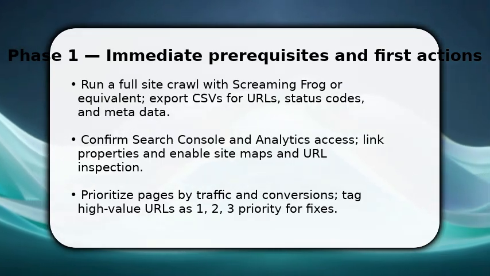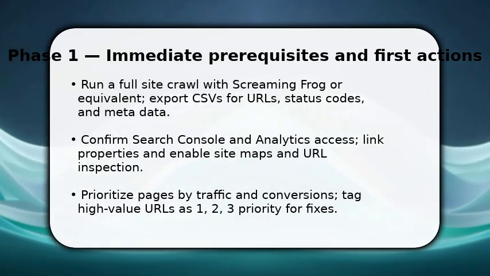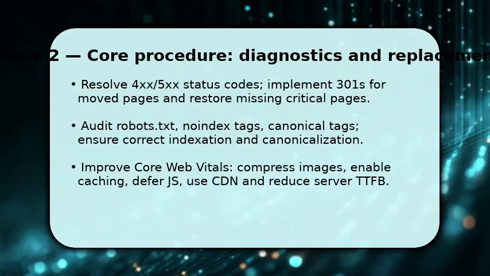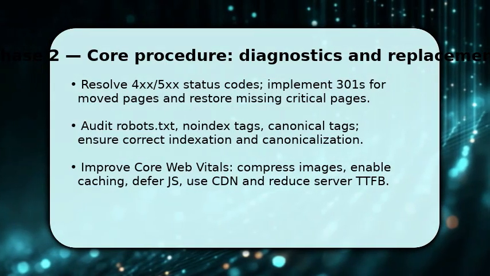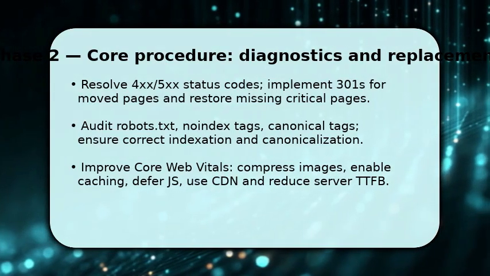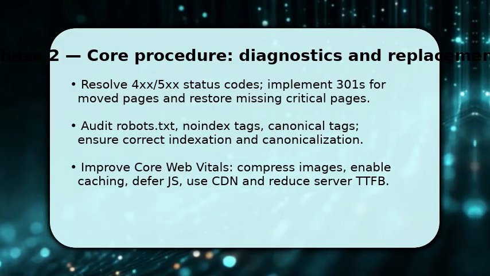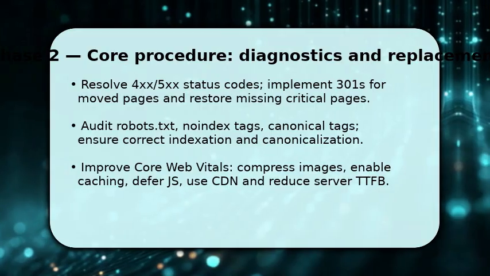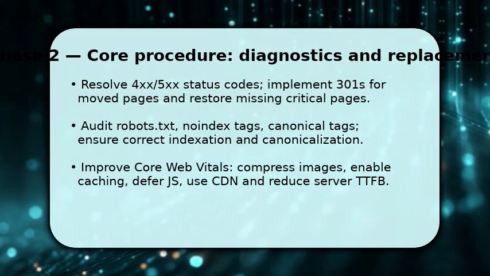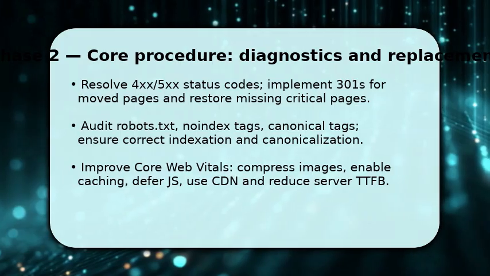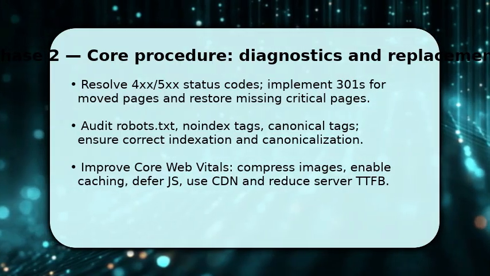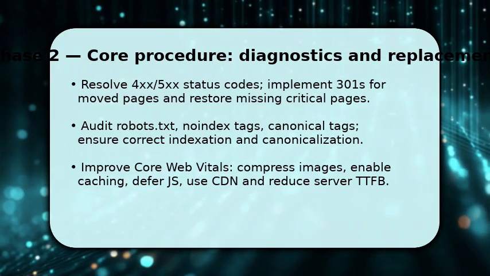Start fixes on the top 10 priority pages immediately. Now tackle indexing and performance issues. You should fix broken 4xx/5xx responses first, implement 301 redirects for moved pages, and restore any critical content. Then audit robots.txt, noindex, and canonical tags to make sure search engines see the right URL.